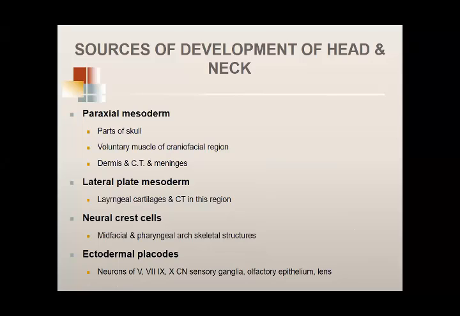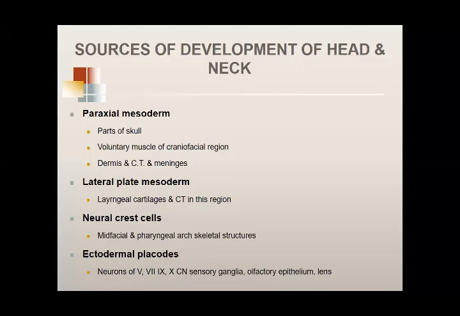Before we go any further, let's discuss one thing. What are the sources of development of head and neck? How will the head and neck develop? The sources, if I enumerate them, are paraxial mesoderm, lateral plate mesoderm, neural crest cells, and ectodermal placodes. I repeat once again: paraxial mesoderm, lateral plate mesoderm, neural crest cells, and ectodermal placodes.